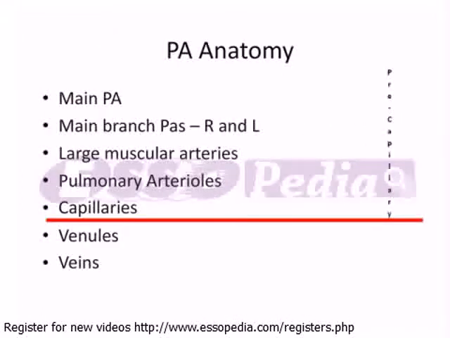Once the blood is ejected out beyond the pulmonic valve, it has a long journey until it gets to the left atrium. In fact, it takes several beats to traverse the many levels shown on this slide. The red line demarcates pre- versus post-capillary causes of pulmonary hypertension.